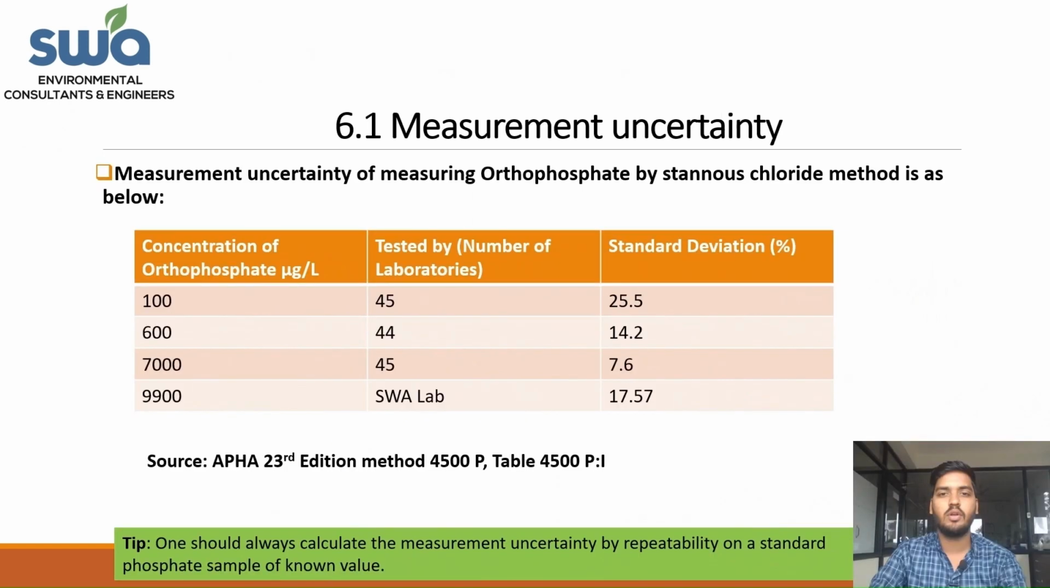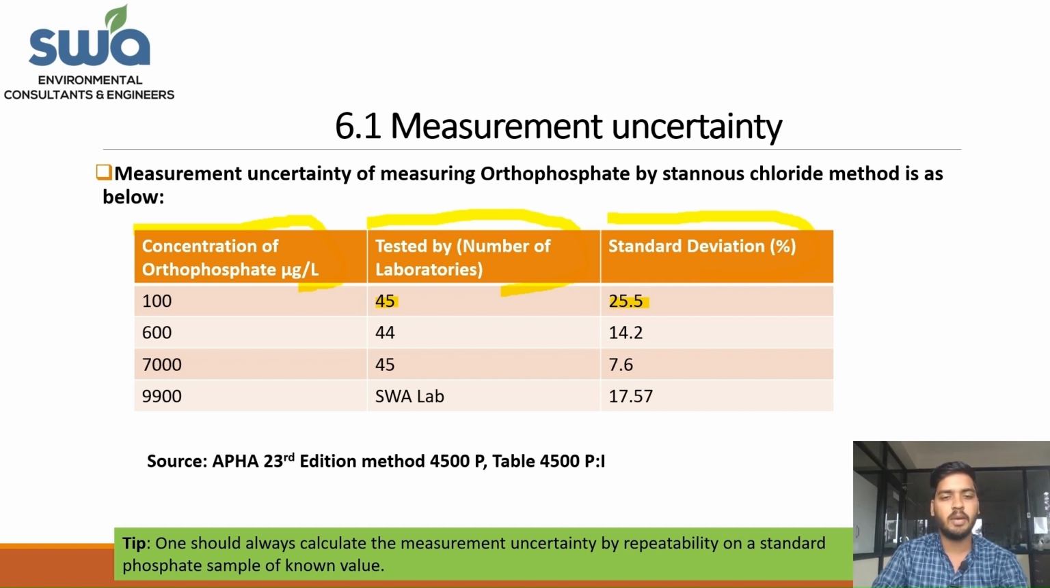So now let's understand the measurement uncertainty for ortho-phosphate. Here you can see the table. Here is the given concentration of ortho-phosphate in microgram per liter, the number of laboratories which have tested the sample, and the standard deviation derived in percentage. So 100 microgram per liter, which is 0.1 milligram per liter concentration, was tested by 45 different laboratories, and the standard deviation derived was 25.5%.